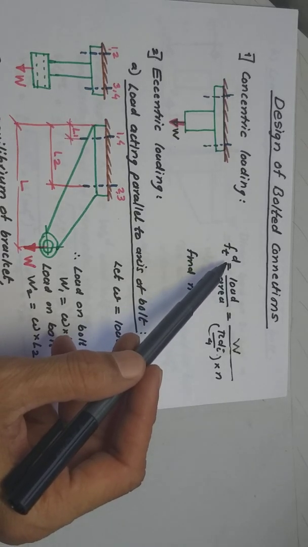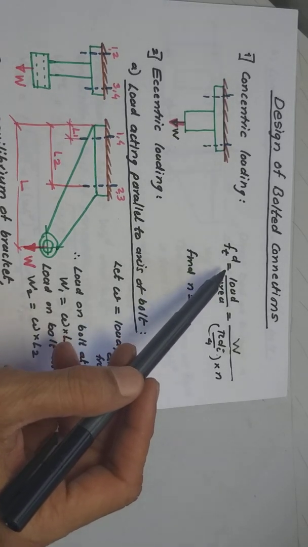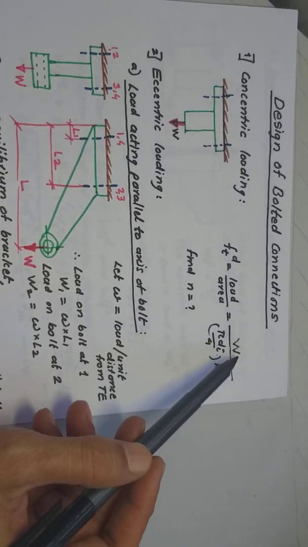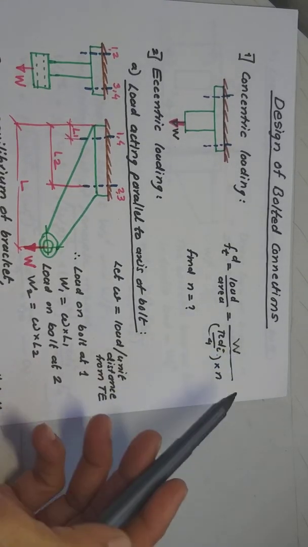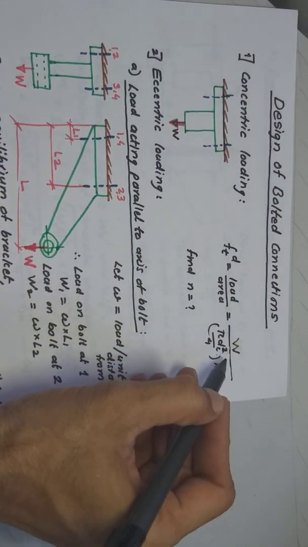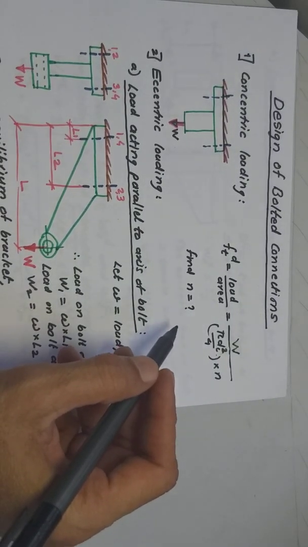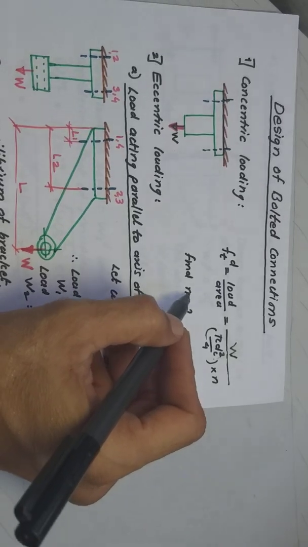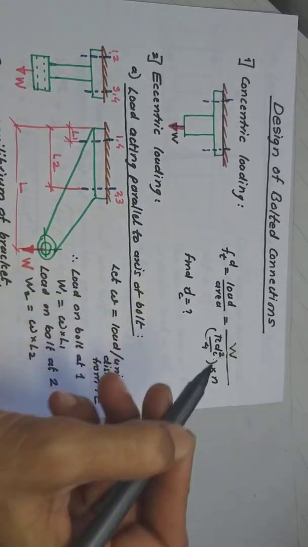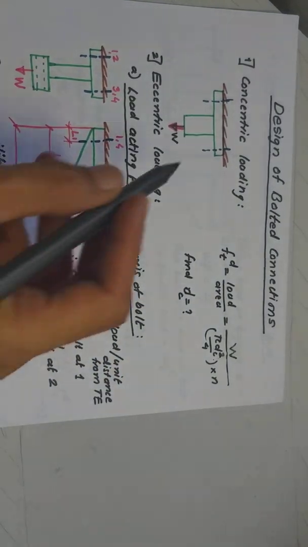Tensile load design, FT, tensile stress is equal to load upon area. So load is given W. Area for individual bolt is pi dc square by 4 into number of bolts. So that will give you the size of the bolt. I should write here dc. Find the size of the bolt. So this is a very simple case.